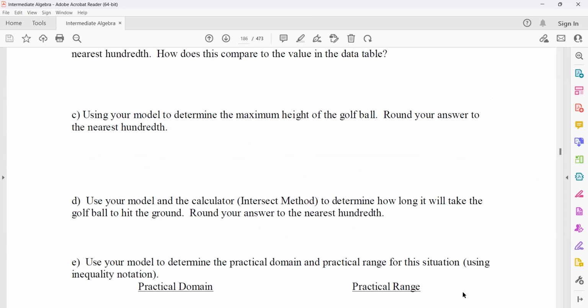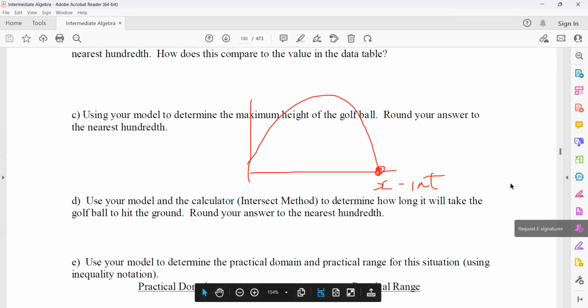Remember, we are looking at the x-intercept, because if you draw something like that for this golf ball, we are looking at this point when it hits the ground. So we are looking at the x-intercept, right? So we have to go find that out. We're going to find that. So again, we have to go back to our calculator.